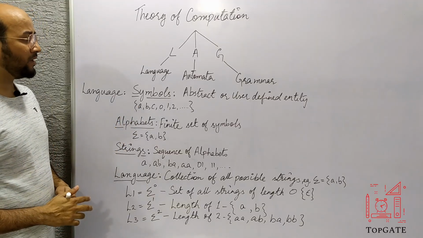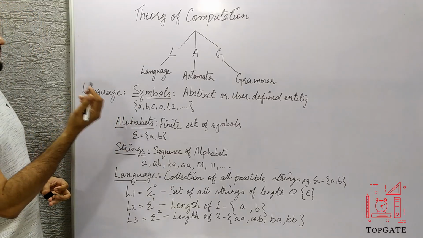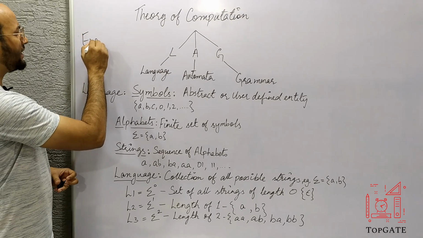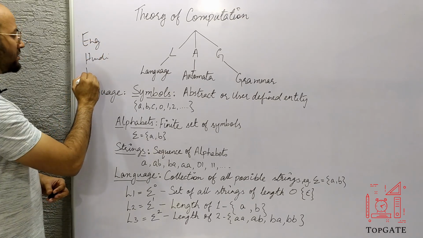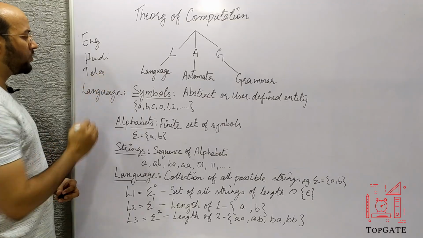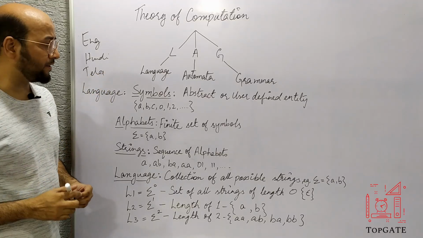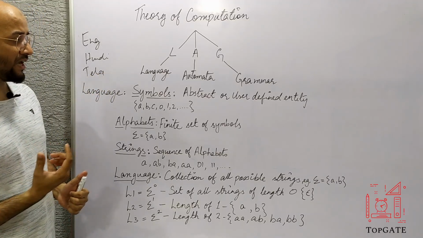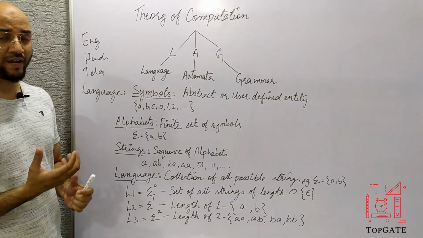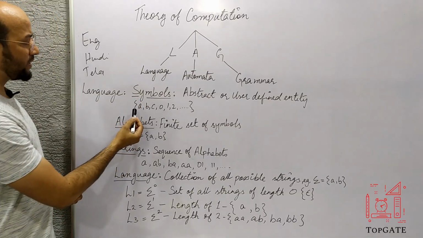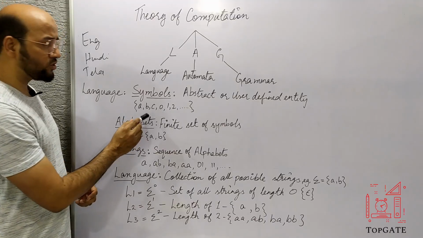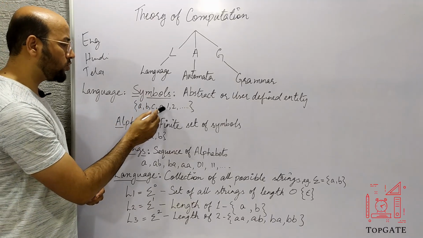So what is a symbol? When we are talking about any language, like we have the English language, the Hindi language, the Telugu language, and so on, n number of languages are there. The first thing in a language is a symbol. What kind of symbols we are using in a language will be called symbols. Like we can use A, B, C, 0, 1, 2, and so on.